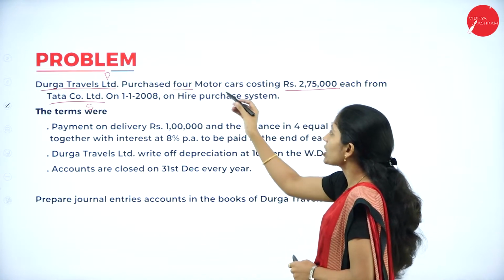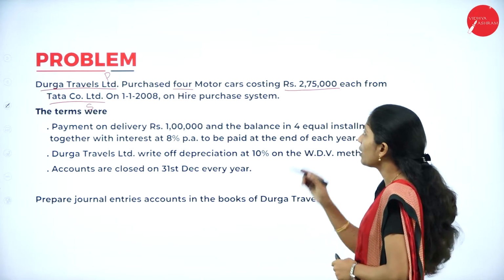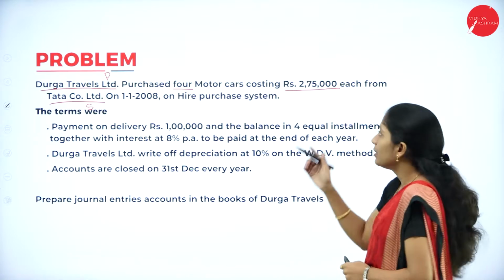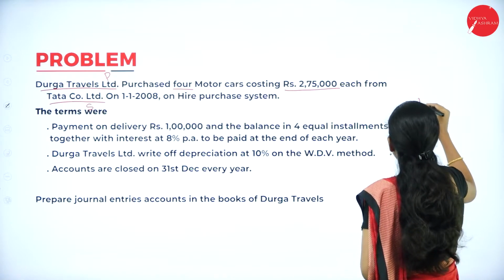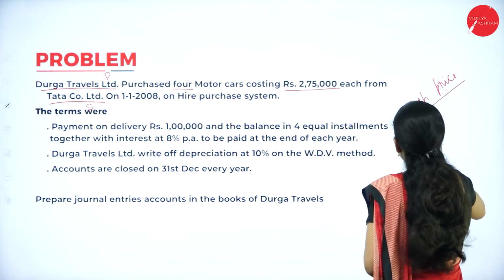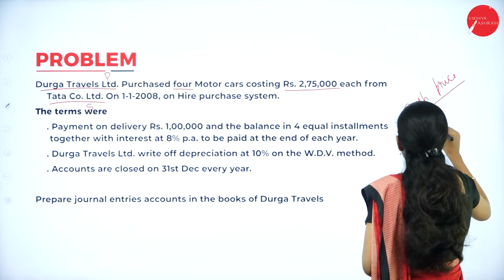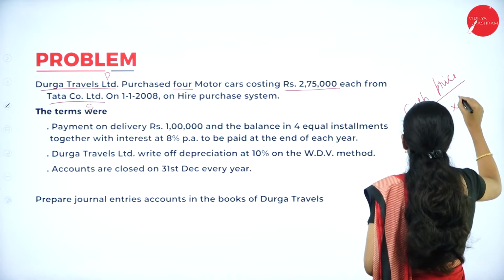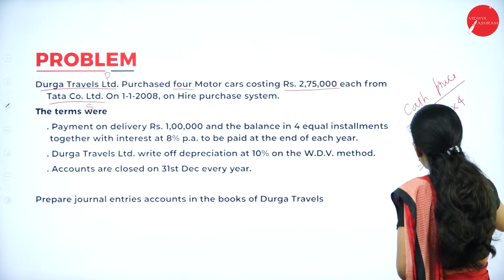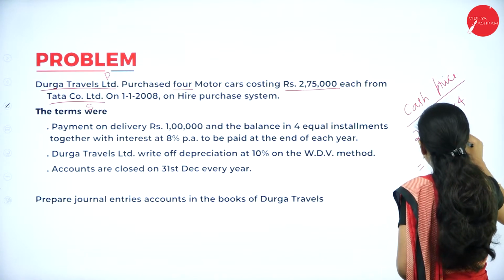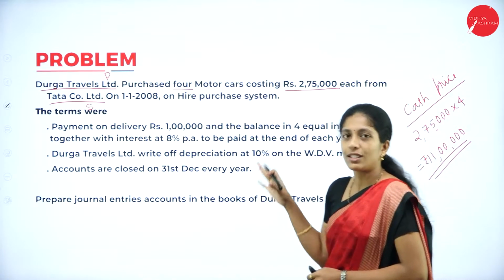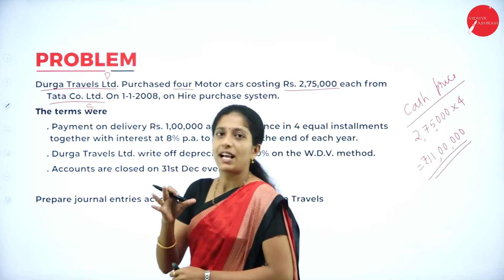Next, how many cars have they purchased? 4 motor cars. What is the cost of each car? 2,75,000. Now, what is the cash price of the car? So, what is the total cash price of the car? They have purchased 2,75,000 worth of car. How many cars have they purchased? 4 cars. So, the total cash price is how much? Rupees 11 lakh. So, this is the total cash price of the car.